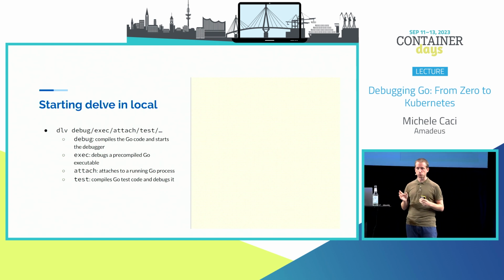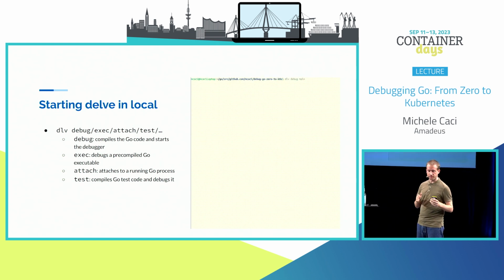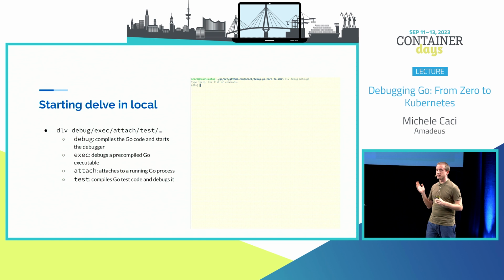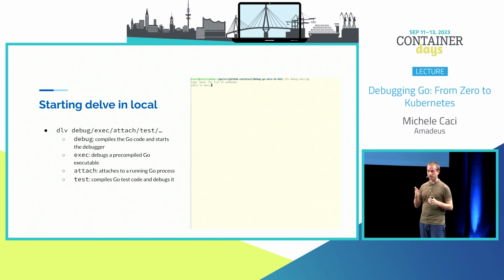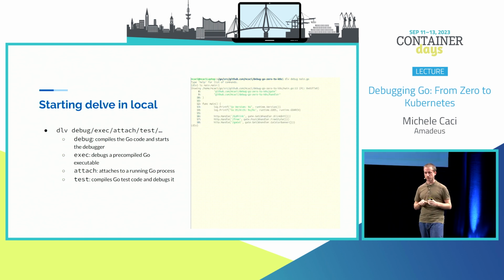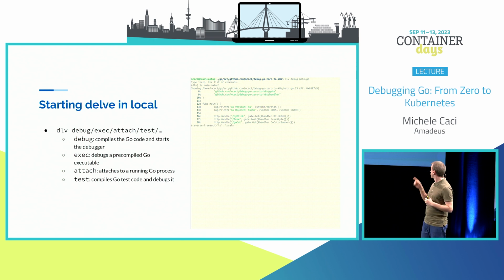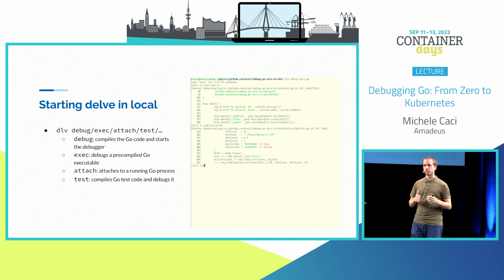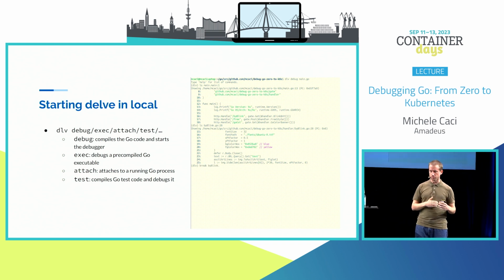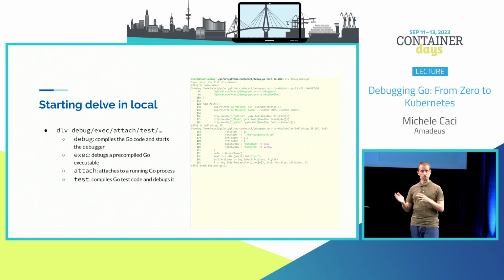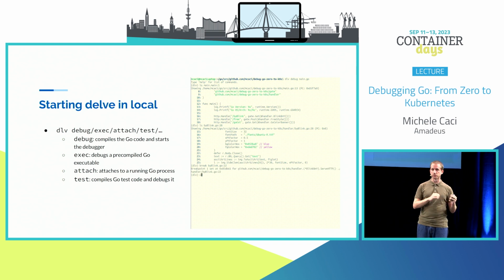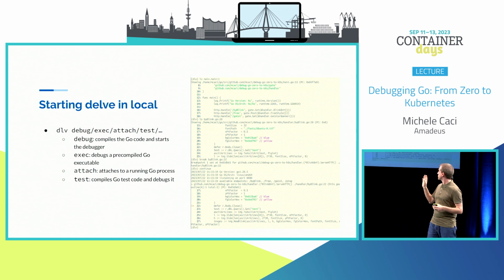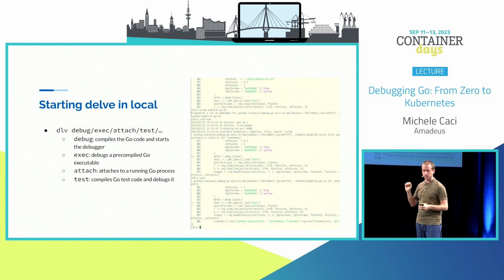So, to start Delve locally, it's as easy as executing the dlv command, followed by one of the specific actions that you see there. For example, in the animation that I put in the slide, I'm running dlv debug main.go, which means that I'm telling Delve to compile the code and start the debugger on it. Then I start running some commands in Delve, but we'll see this later.